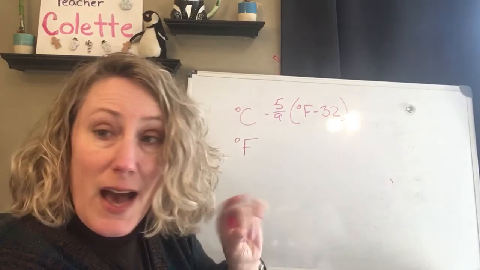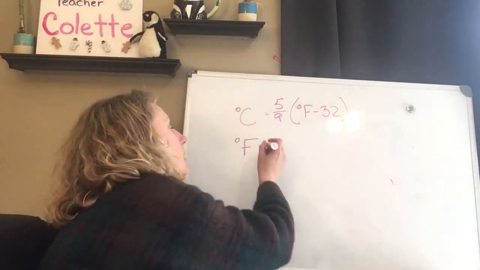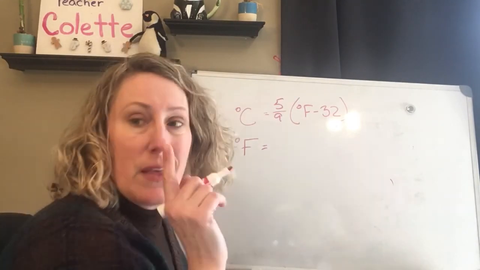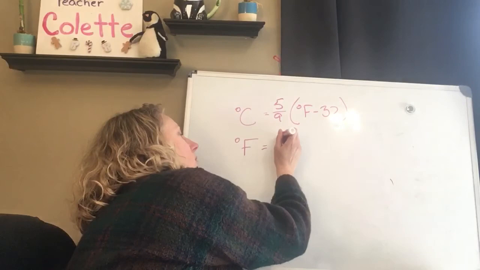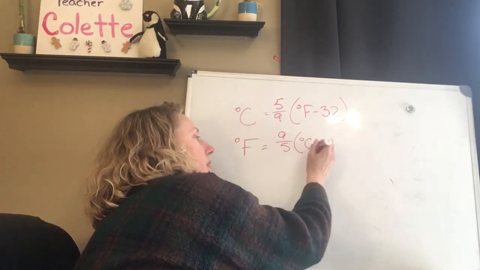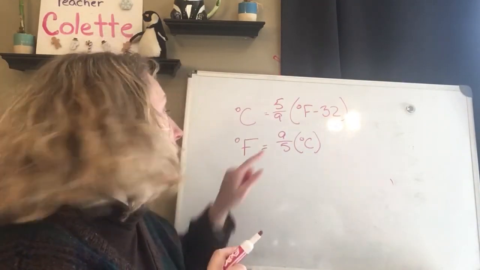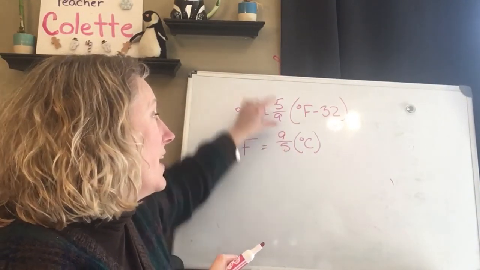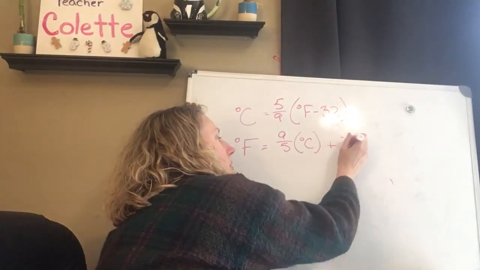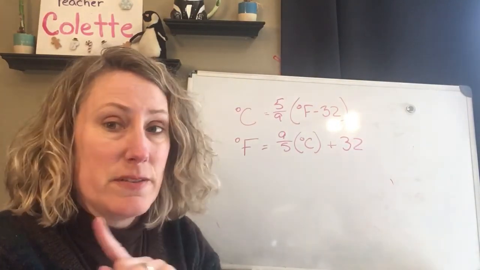If you have the opposite, you have your temperature in Celsius and you want to change to Fahrenheit, you're going to want to do exactly the opposite. You're going to want to multiply your degrees Celsius by 9 and divide by 5. So you do that first, multiply by 9, divide by 5, this is flipped, and then you're going to want to add your 32 degrees. Order of operations, very important.